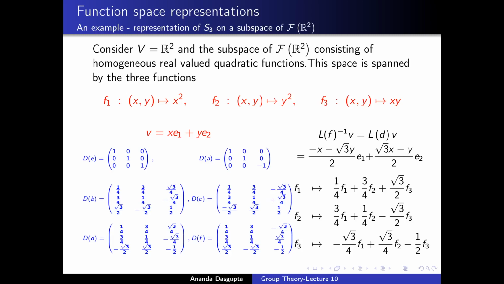It's easy to see that instead of taking this, if I had taken, say, the homogeneous 5th order functions, then that would have been spanned by x to the 5, y to the 5, x to the 4 y, x y to the 4, x cube y square, x square y cube. And so it would have given me a bigger representation for the same group. And proceeding along these lines, we can find out many new representations of the same group.